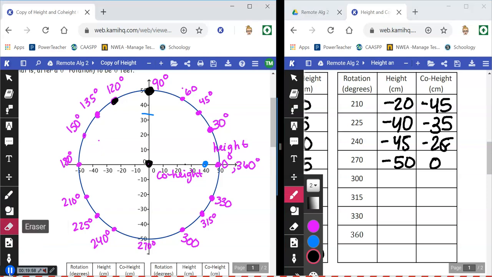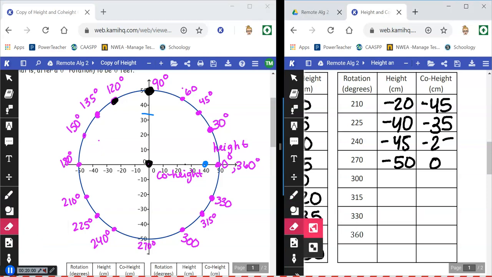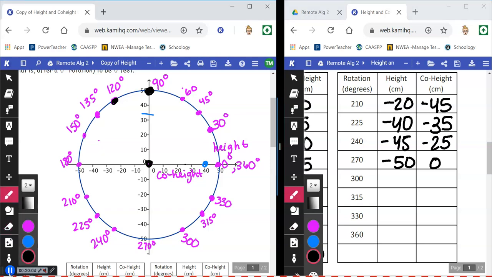And to be clear, that just is the wrong screen. That's a 25. All right, so let's do 270 to 360. So we already did 270, so starting with 300. Remember, we're going to create a right angle with the x-axis. So then our height would be -45, and our coheight, the horizontal distance, would be 20.